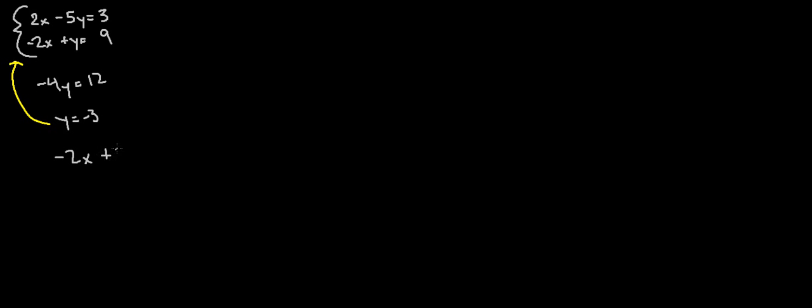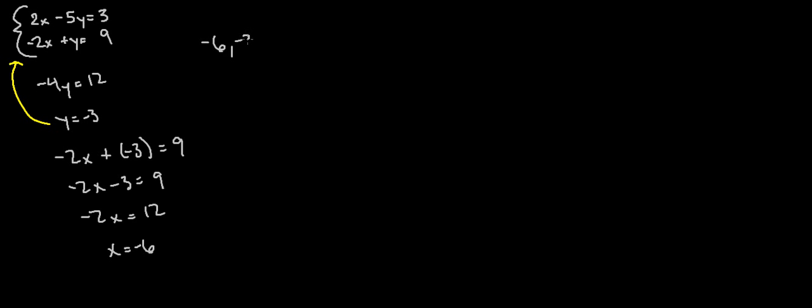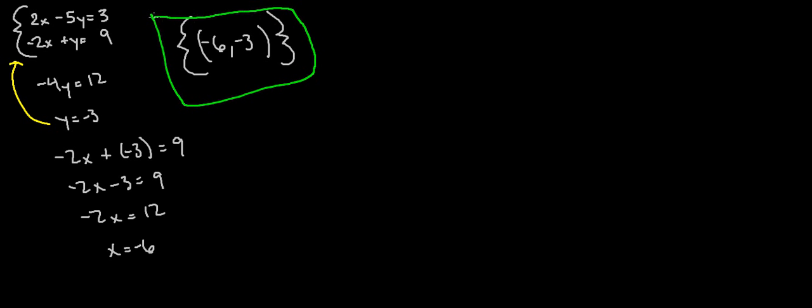Minus 2x plus minus 3 is equal to 9. X is equal to minus 6. So the solution for this system of linear equations is minus 6, minus 3. That was a very simple one where the elimination was readily apparent. However, most of the time, it will not be so.